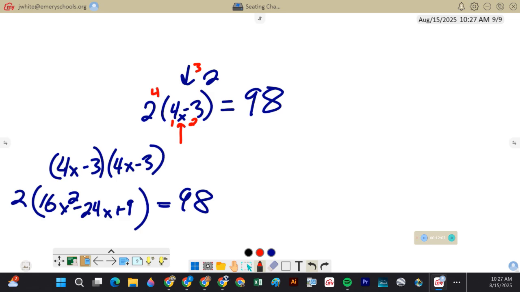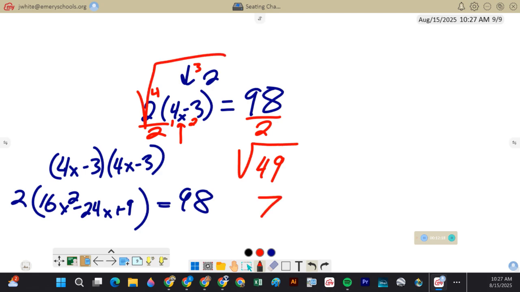So we just undo these layers one at a time, divide by 2, and we get 49. Take the square root, and we get 7. Add 3, and I get 10. Well, I didn't do it very good in my head, whatever. And then divide by 4, and we get 5 halves.